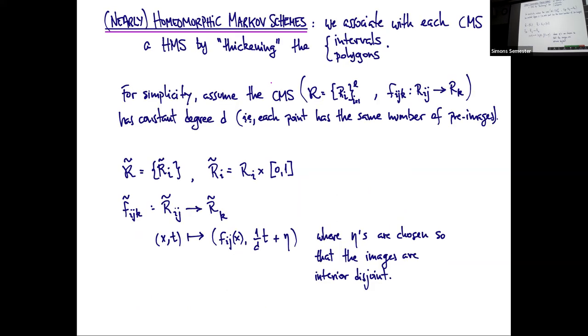And okay, so then we want to change these guys, which are endomorphisms, into homeomorphisms. And the price we're going to pay is that we have to add a dimension to that. Right? So how are we going to do this? We're going to thicken every one of the original pieces.